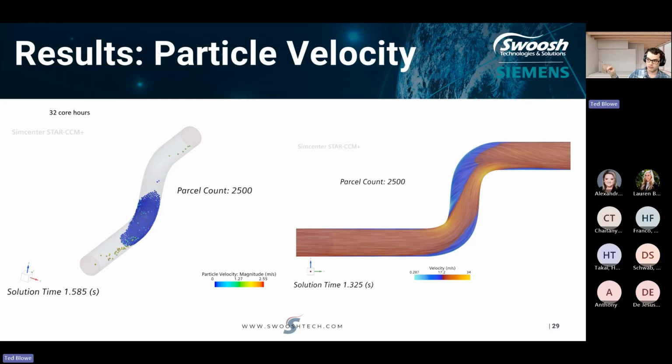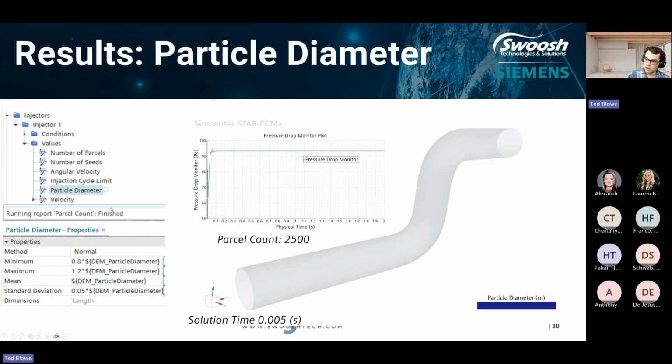I ran this on my desktop in 2 hours. Okay, very lightweight, very fast, one-way coupling. Just a note, the particle diameters have a normal distribution, meaning we have various particle sizes, and that's just a parameter I included.